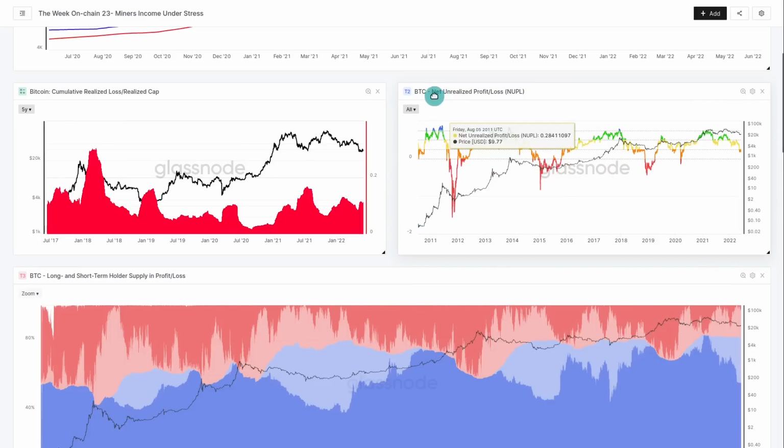Now we can also look, that's the realized or spent, the actual amount of losses that have happened. We can also look at the unrealized profit and loss. This is how much remains in the system. We can see that at late stage bear markets, this can trade down to very, very low levels. This is showing that the market is now far below the realized price and the market on average is holding very, very high losses.